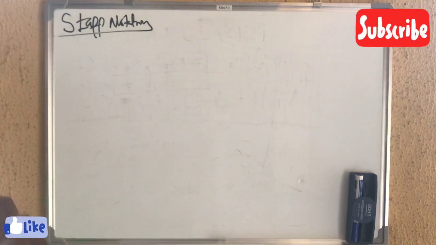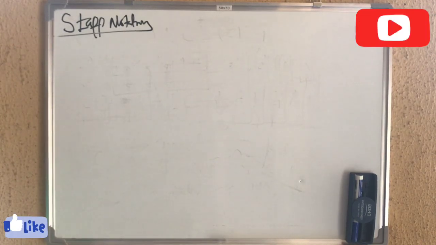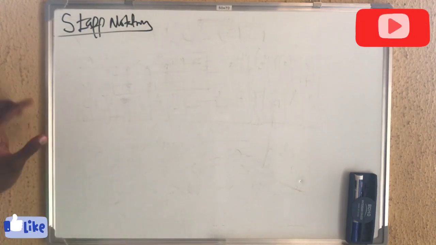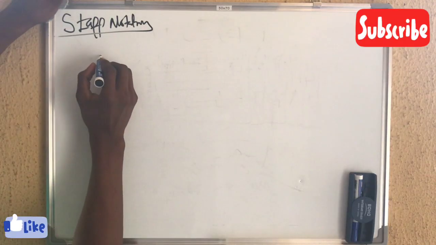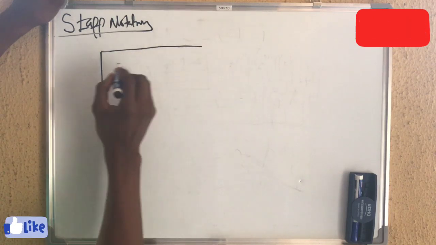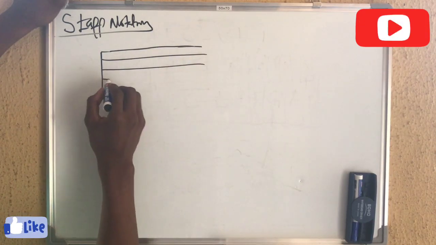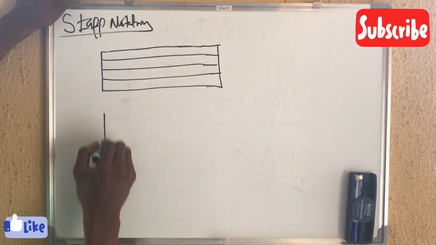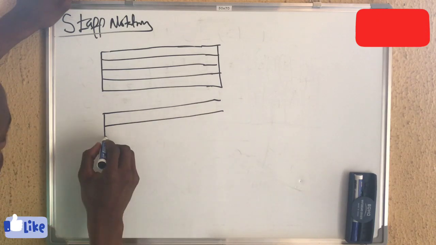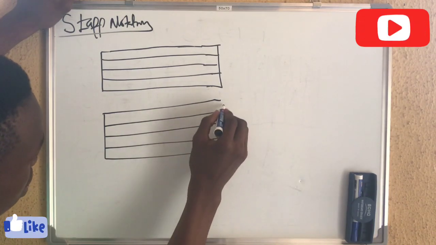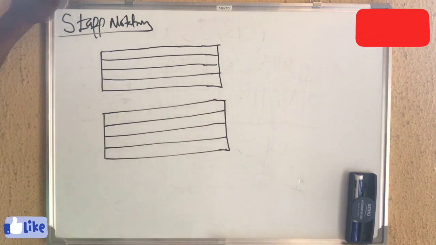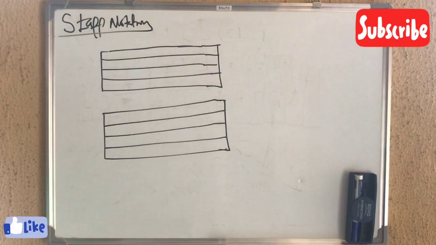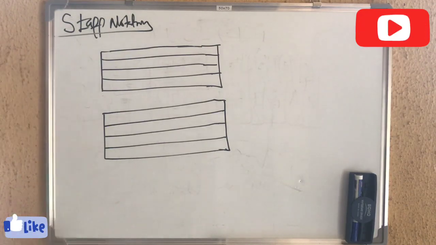Okay, so I told you earlier that staff notation consists of five lines and four spaces. These are the two things that make up a staff. So let's draw and see. This is the first line, the second line, the third line, the fourth line, and the fifth line. Then the spaces: the first, the second, the third, the fourth. This is just an ordinary five lines and four spaces, so we don't know what they represent.